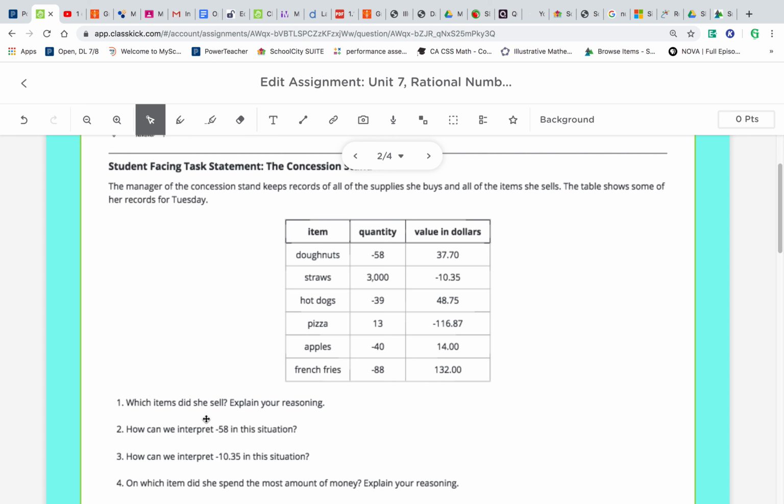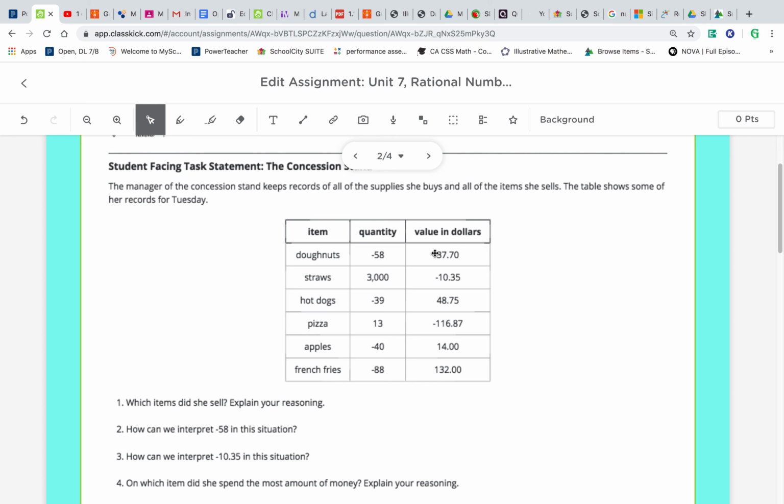So number one, what items did she sell? Those are the ones that she would be down a certain amount. So that would be donuts, hot dogs, apples, and French fries. Those are all negative amounts, so those would be what she would have sold. All right. Number two, how can we interpret negative 58 in this situation? Negative 58 here would be talking about the number of donuts that she sold.